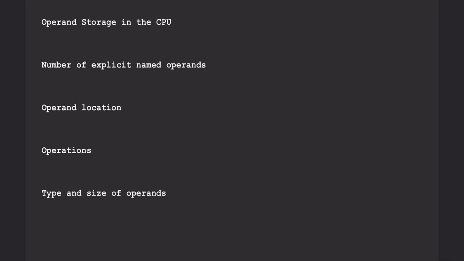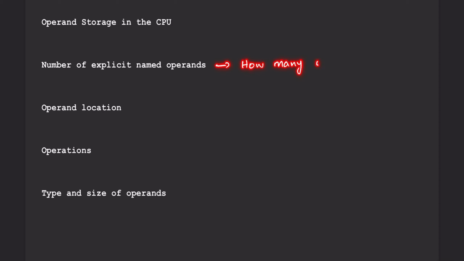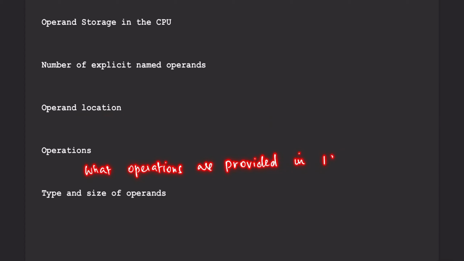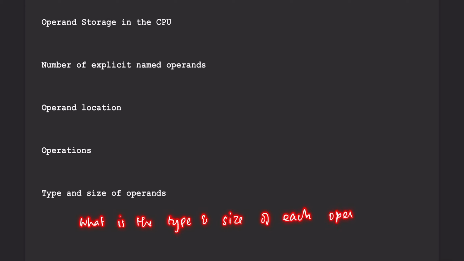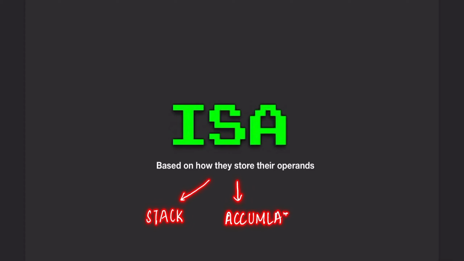The ISA of a processor generally describes operand storage in the CPU, number of explicitly named operands, operand location, operations, and type and size of operands. The three most common types of ISAs, grouped according to how they store their operands, are stack, accumulator, and general purpose register.